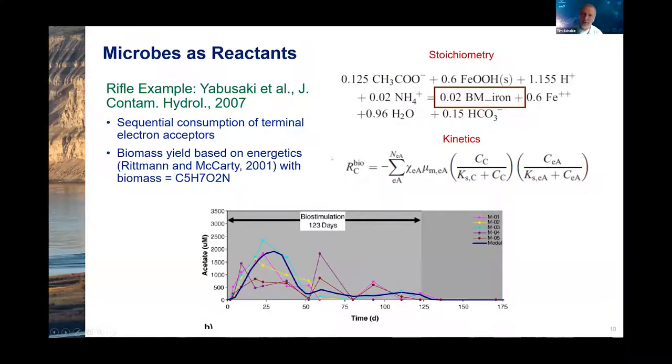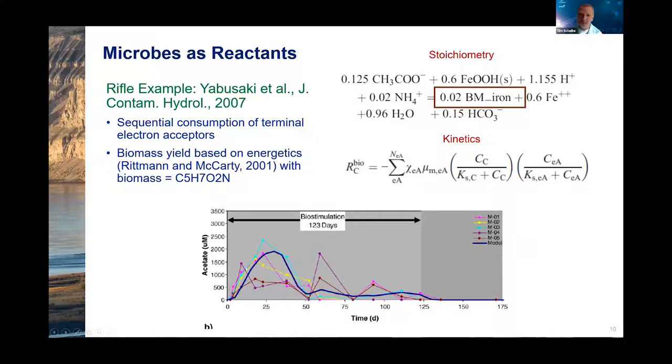And the biomass yield in this model is based on an energetics representation from Rittman and McCarty. And the biomass itself is assumed to have a molecular formula shown here: 5 carbons, 7 hydrogens, 2 oxygens, and 1 nitrogen. And so that allows you stoichiometrically to balance your equations and represent the biomass in the system.